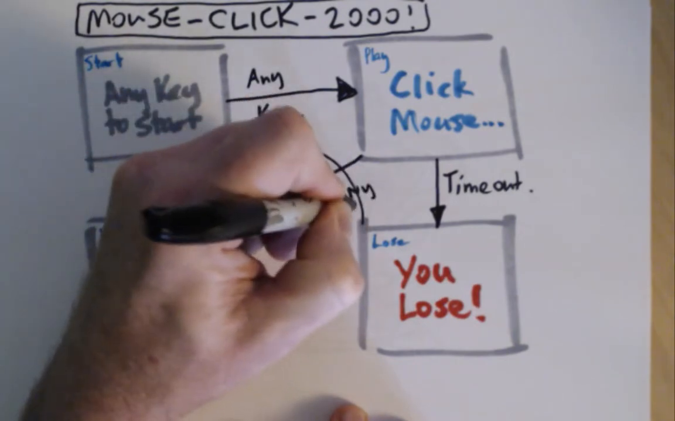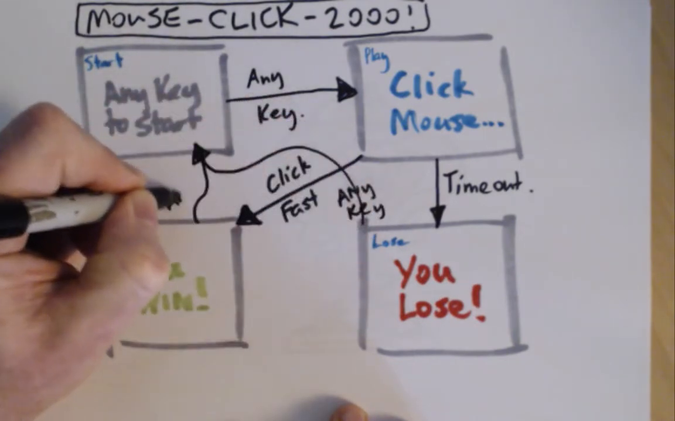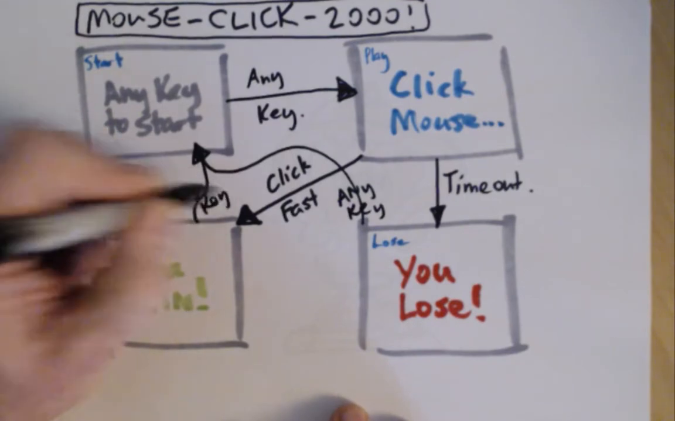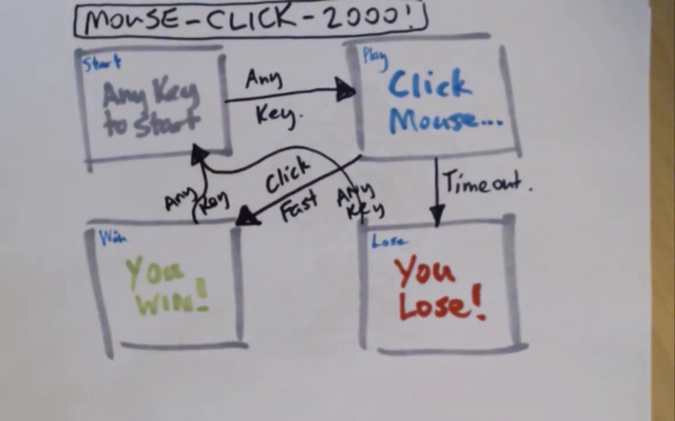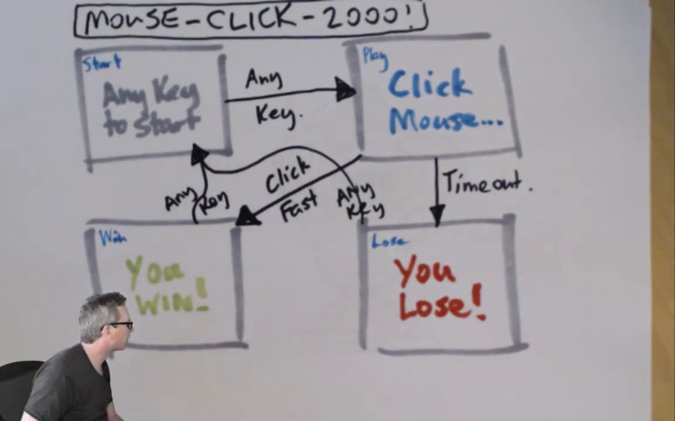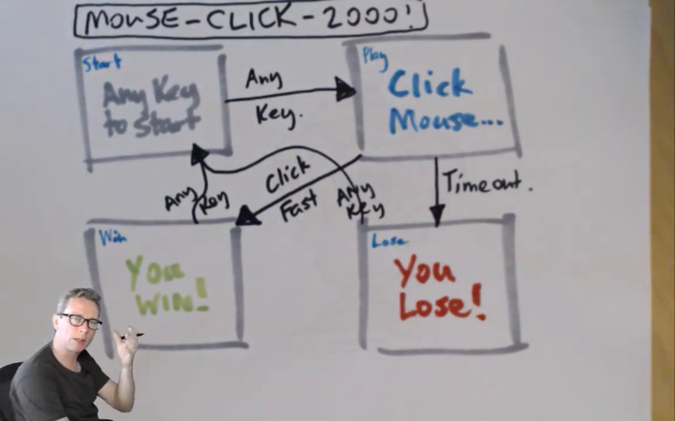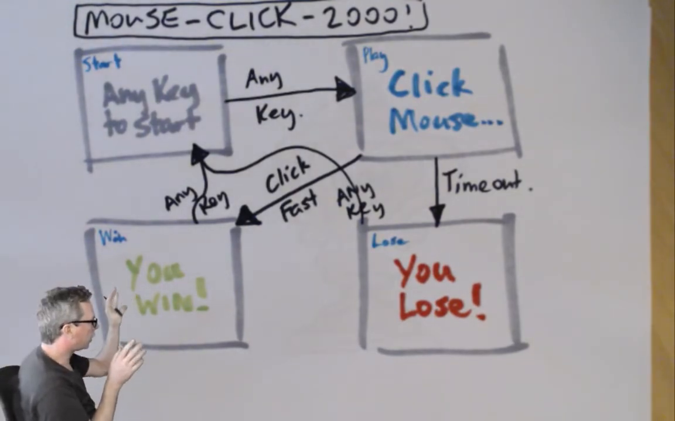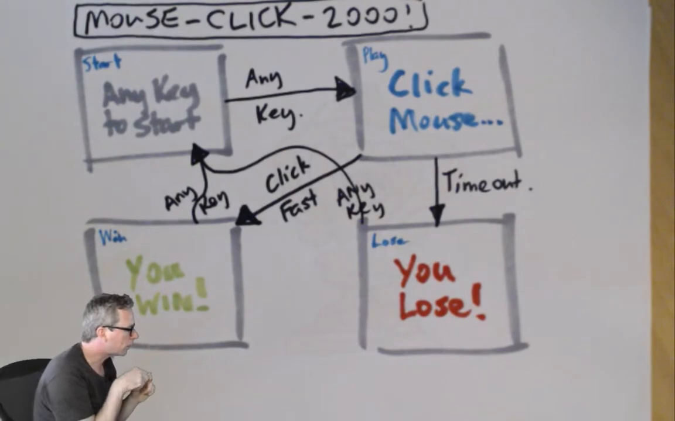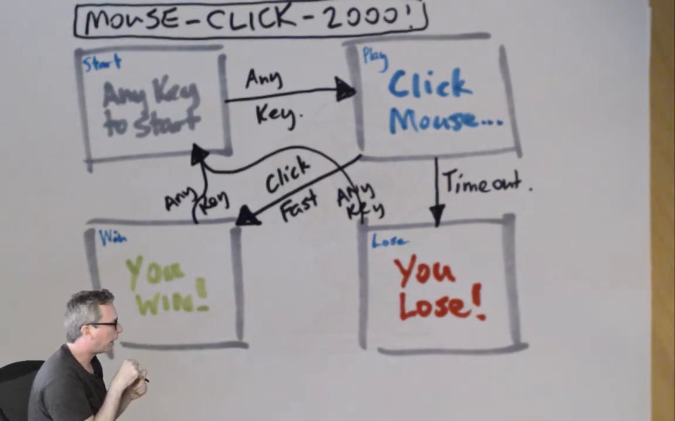Any key. Any key. Right? So by sketching it out, I've got this little model of how my game works. It's not just the screens that I need to think about when I'm programming this game. I need to think about how I change between them. So let's start coding this into our sketch.